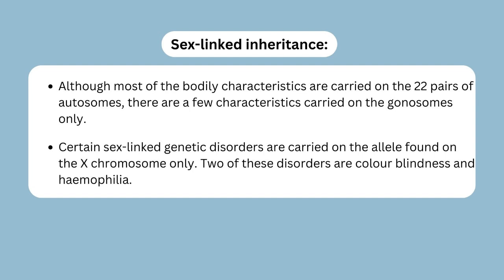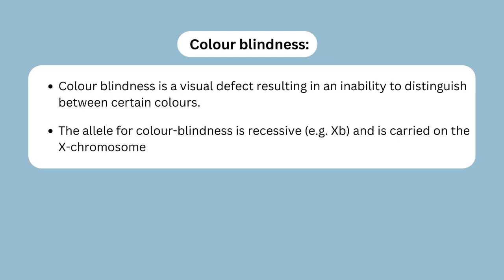Sex-linked inheritance. Although most of the bodily characteristics are carried on the 22 pairs of autosomes, there are few characteristics carried on the gonosomes only. Certain sex-linked genetic disorders are carried on the allele found on the X chromosome only. Two of these disorders are color blindness and hemophilia. Color blindness is a visual defect resulting in an inability to distinguish between certain colors. The allele for color blindness is recessive, e.g. Xb, and is carried on the X chromosome.